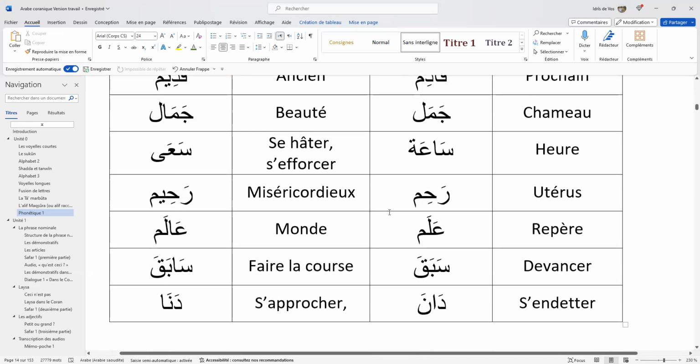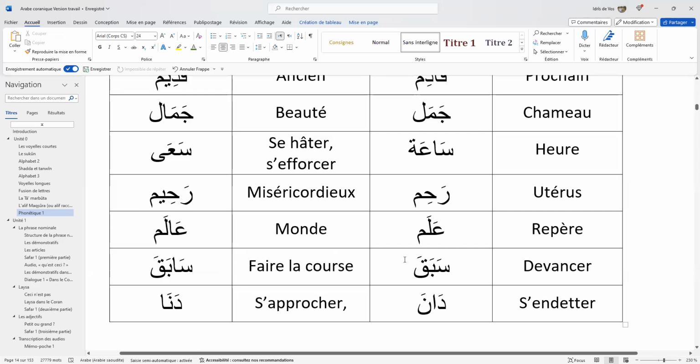Rahim is the womb, and Rahim, merciful, even though these two words share the same root, which means that mercy is something very feminine in the Arabic language. And so Rahim is nevertheless not quite like Rahim. So you have to lengthen the ayn properly. Alam, the landmark, and Alam, the world.